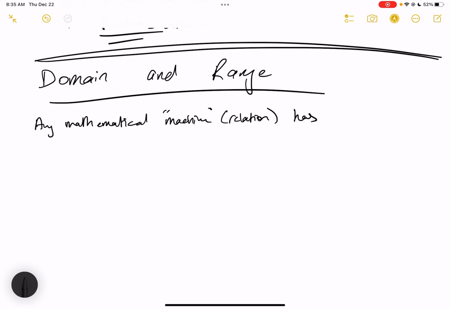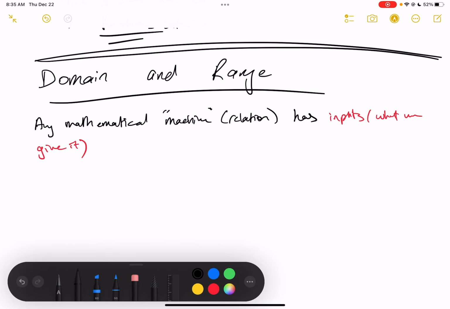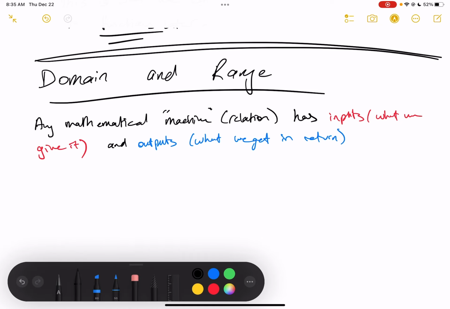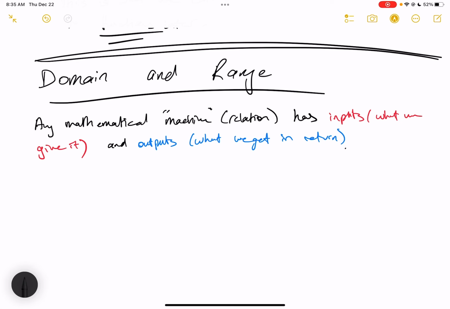Each one has inputs, what we give it, and outputs. And in blue, outputs. In other words, what we get in return. These forms of inputs and outputs can easily be translated into more or less what we call domain and range.